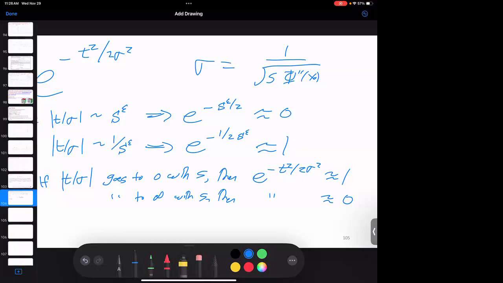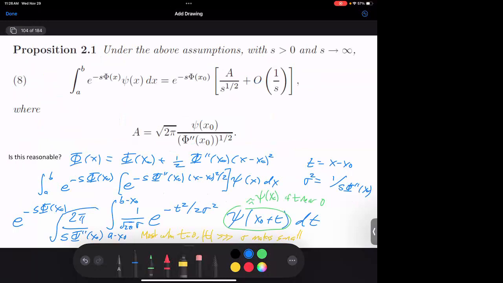And so when we're looking at what's going on, a lot of it is just rewriting the expression we have to see the Gaussian. And that's why we're introducing this parameter sigma squared to be 1 over s phi double prime of x naught. That's why we're changing variables t equals x minus x naught. This is now looking a lot like a Gaussian. And the idea is, as we move a little bit away, the contribution is going to be hit by such a small quantity that there's no way it can really matter.